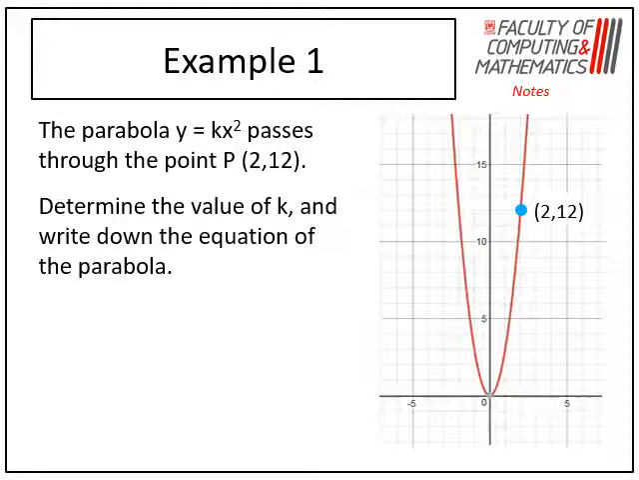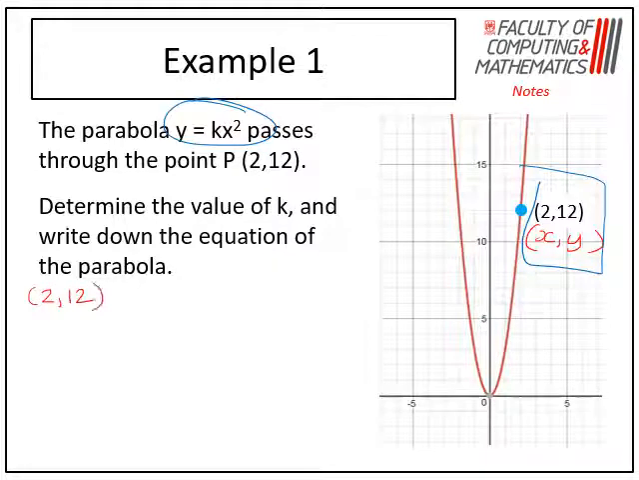Now, looking at that coordinate (2, 12), you know that coordinates are always of the form (x, y). Literally all you're going to do is substitute that coordinate of (2, 12) into the basic form y is equal to kx squared. So if we substitute (2, 12), which is (x, y), into y is equal to kx squared, we know that y is 12.